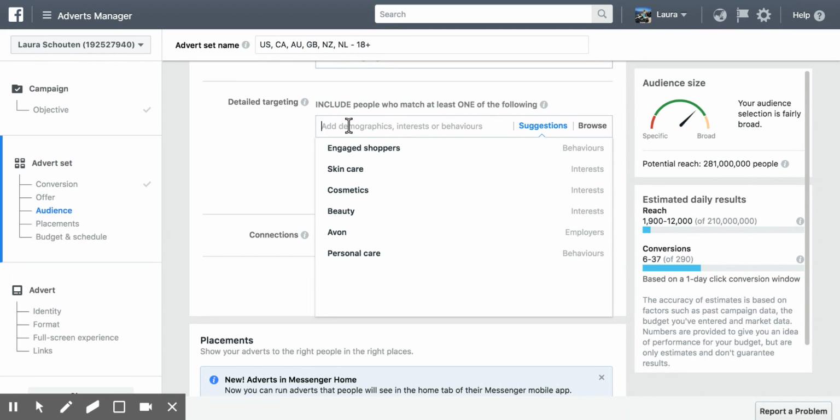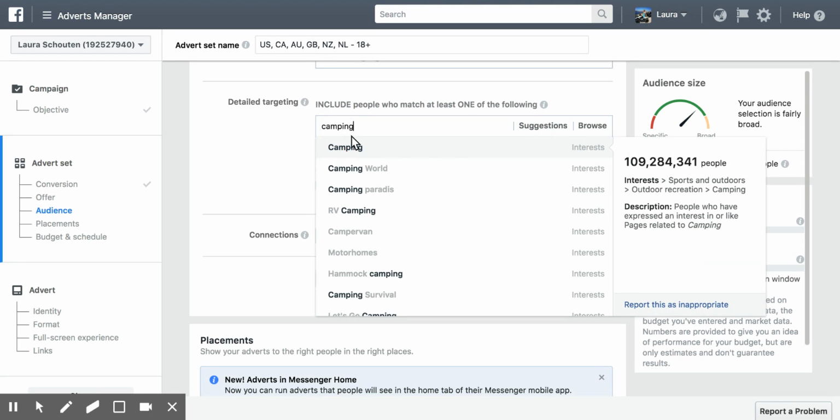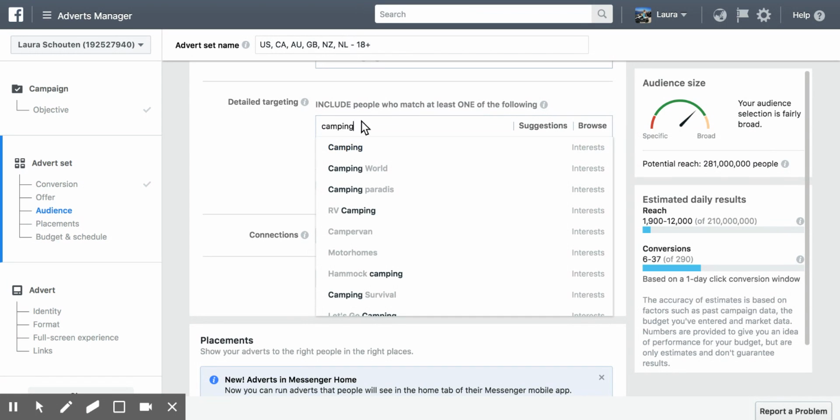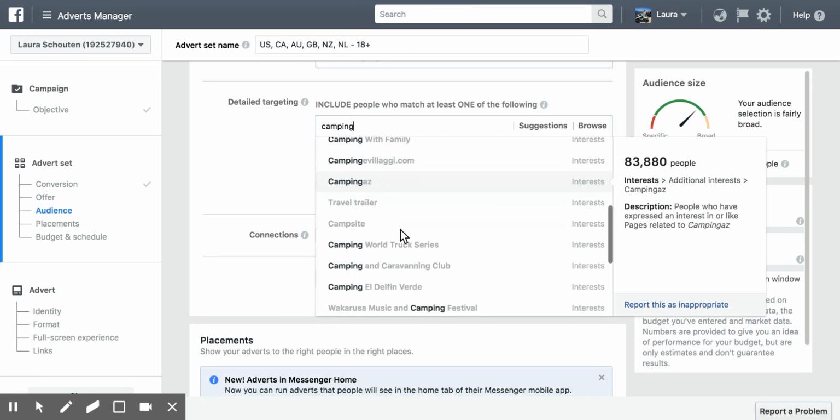So let's say we're going to target camping. Let's pretend you have a camping store. Now, that's a huge broad interest, right? 109 million people, pretty much. Now, the reason it's so broad is because look, it's taken that keyword from all these different interests. So broad.